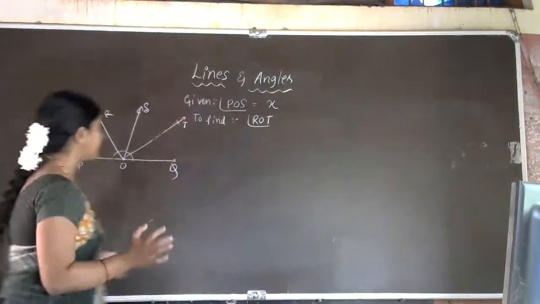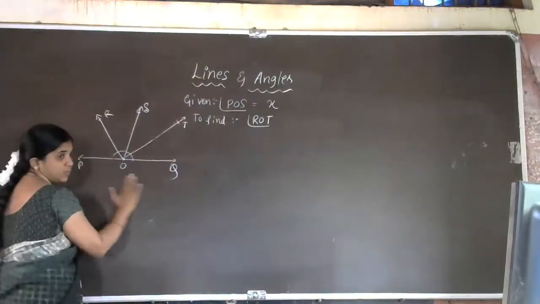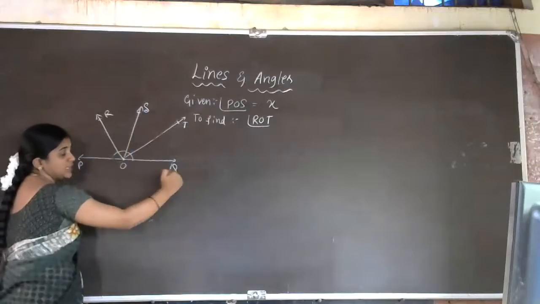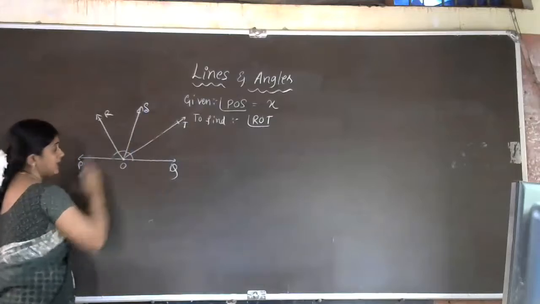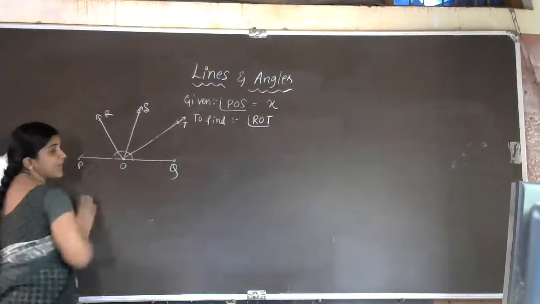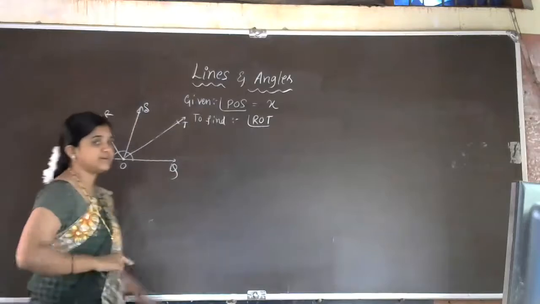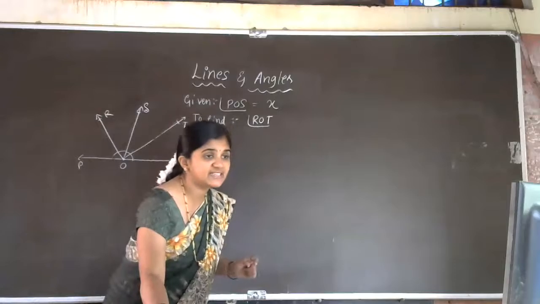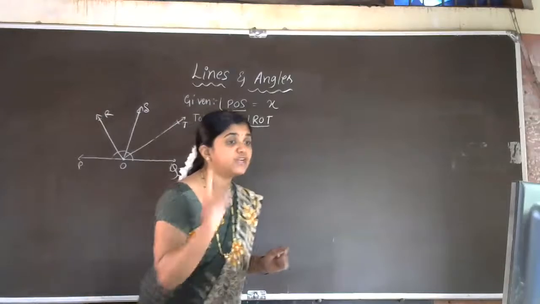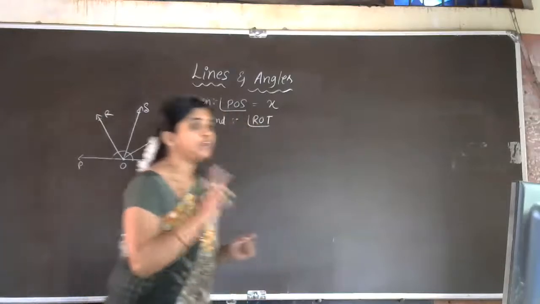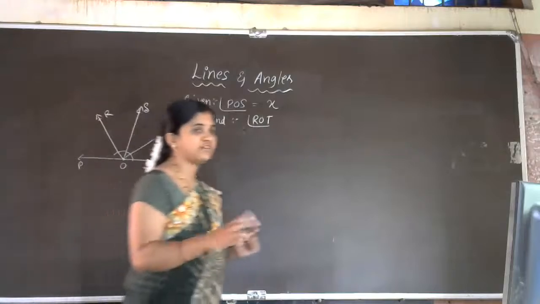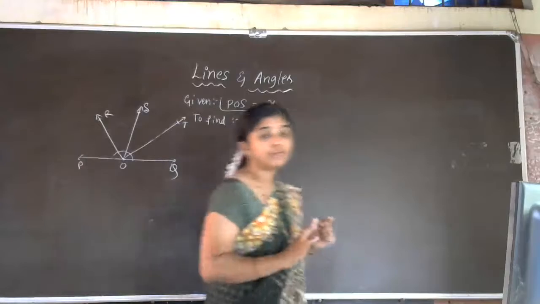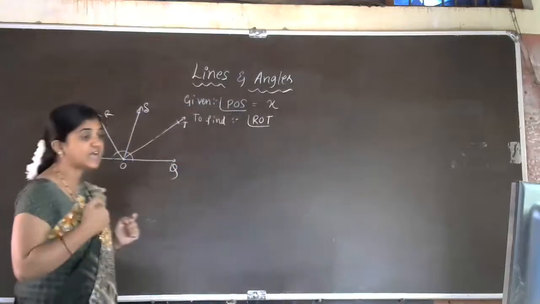See here students, diagram is given, POQ is a line. First, OS is a ray standing on the line POQ. Then this OR and OT are the angle bisectors. Do you know the meaning of angle bisectors? Angle bisectors, in the sense, divide the angle into two equal parts, or we can take that as a half part. When it divides the angle into two equal parts, then one part we can take as a half part.